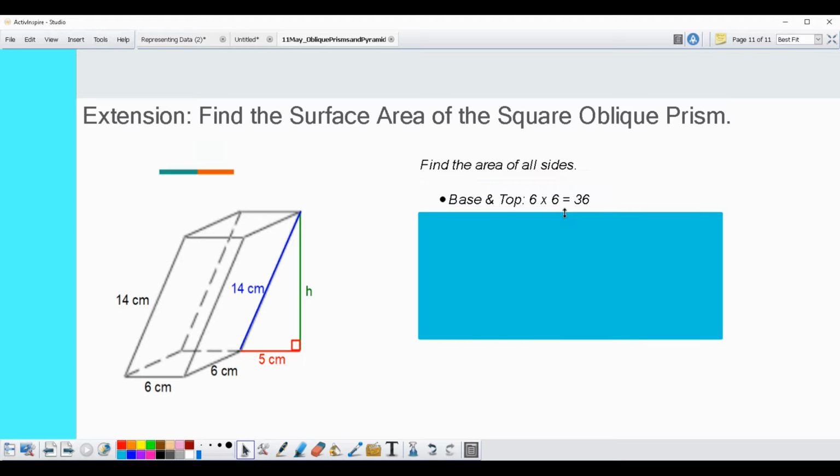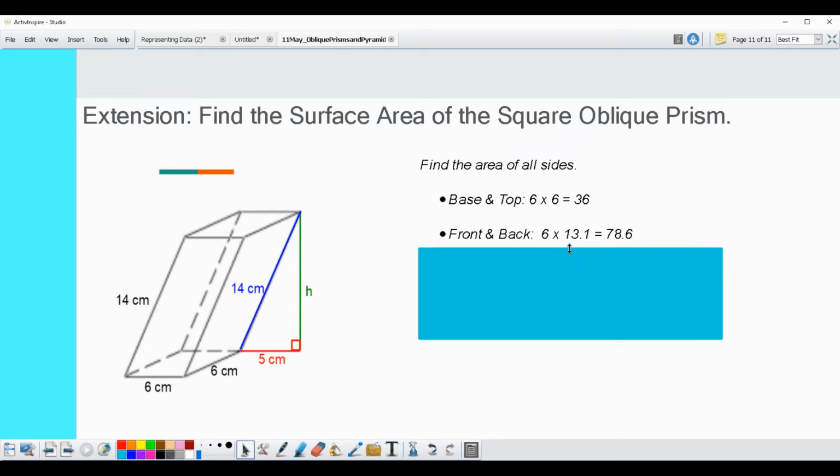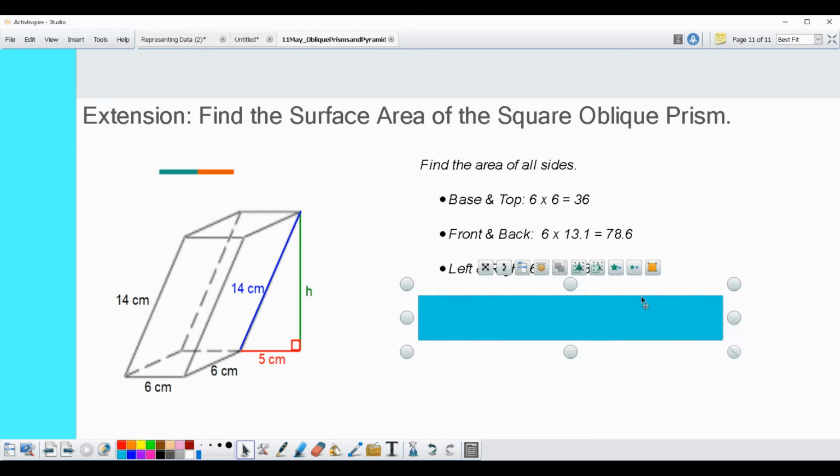We know that the top and the bottom, the base and the top, are both squares 6 by 6, so that's going to be 36, right? And then we know that the front and back are 6 times 13.1. Now, we got that 13.1 by using the Pythagorean theorem on the last slide. So it's going to be 6 times 13.1, or 78.6, and each of those are the same. And then the left and right are going to be 6 times 14. 6 times 14 are 84. Alrighty, because those are rectangles again.